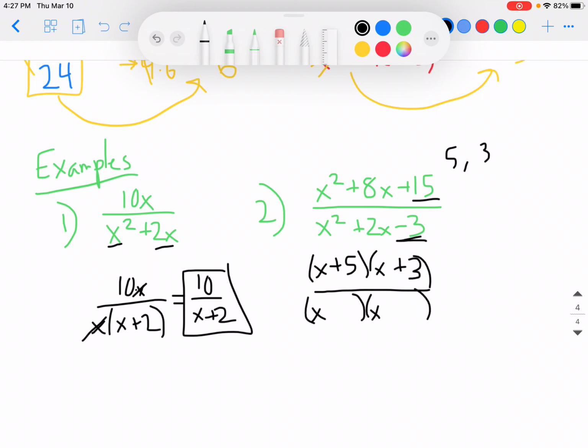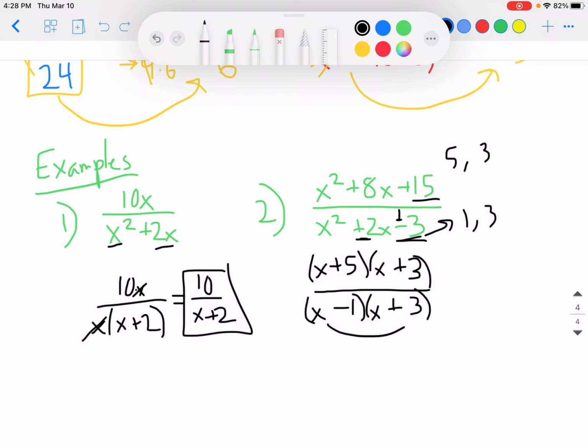Now, down here, I need factors of 3 that can give me 2. Well, 3 only has 2 factors, 1 and 3. So there's going to be a 1 and a 3. And now I have to play the signs because it's a minus sign here. So one's going to be negative, one's going to be positive. Since this is positive, I need the 3 to be positive. So I'll get 3x minus x, which is the 2x.